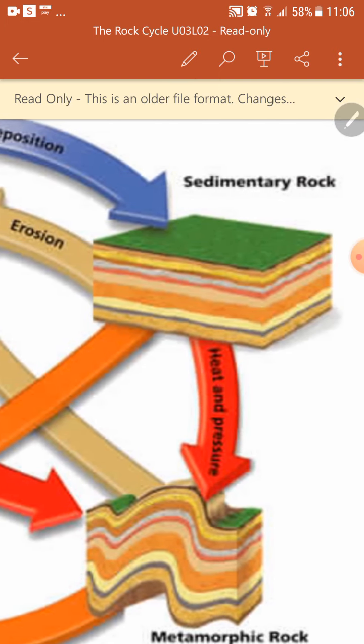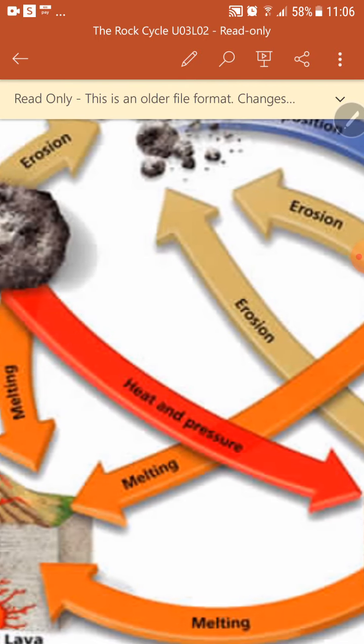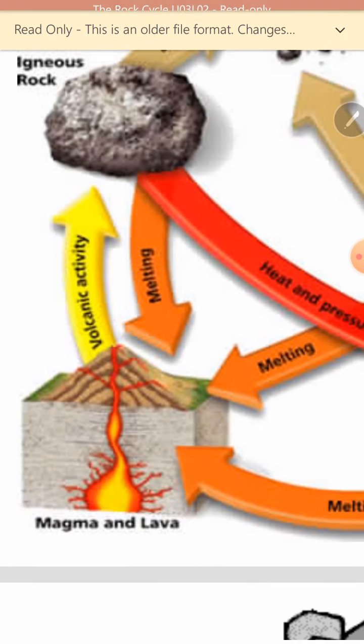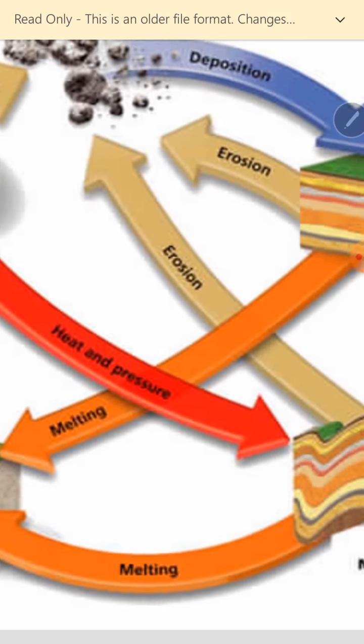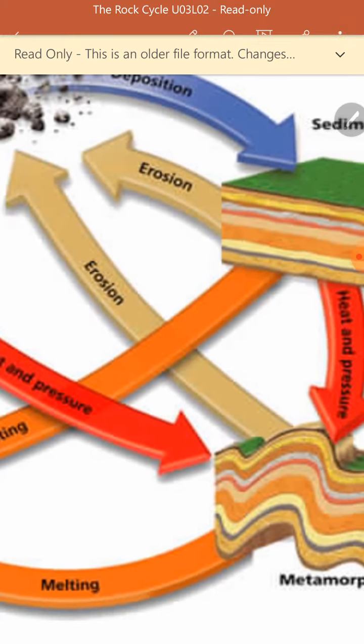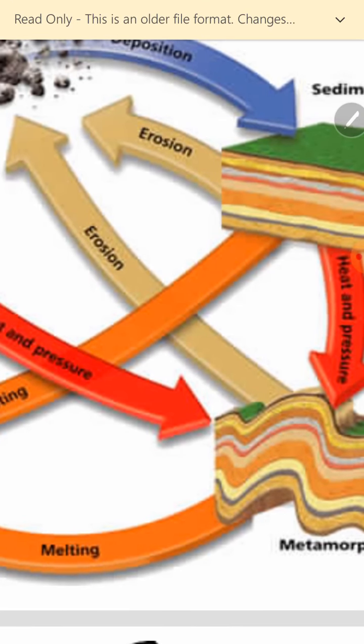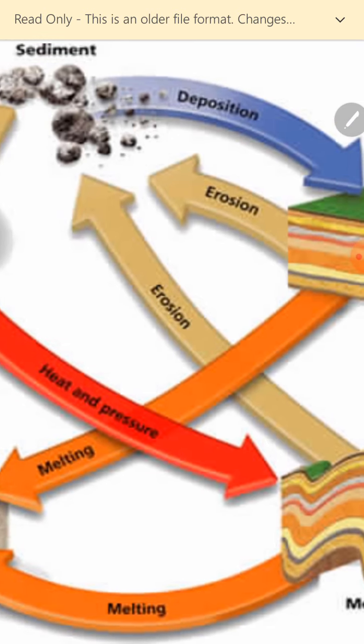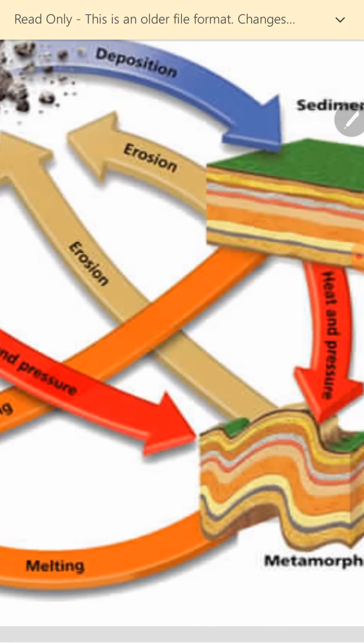Okay, this is sedimentary rock. It can undergo heat and pressure. It becomes metamorphic. It can undergo melting. It melts, then it cools. It becomes igneous. Again, it can undergo weathering and erosion. It becomes sediment again, and again it becomes sedimentary.